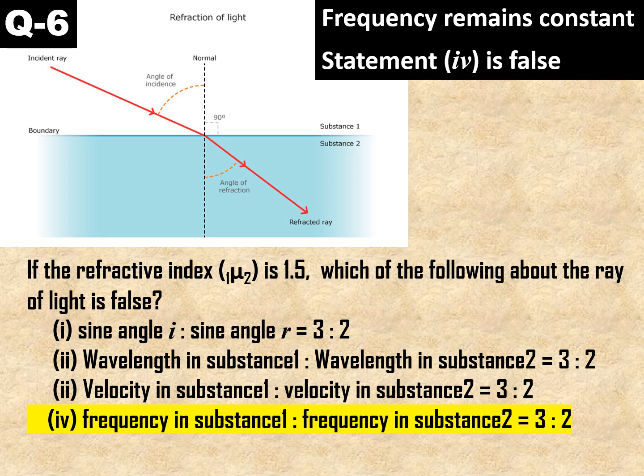Answer to question number 6. When a ray of light passes from one medium to another medium, the velocity and the wavelength would change. But its frequency remains constant. So, statement 4 is false. Frequency is always unaltered.